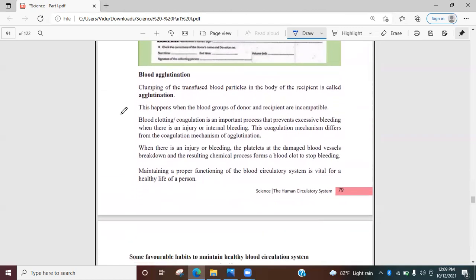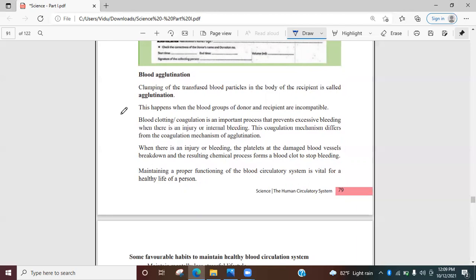Blood agglutination. Clumping of the transfused blood particles in the body of a recipient is called agglutination. This happens when the blood groups of a donor and recipient are incompatible, whether it's because of the rhesus factor or the blood group.